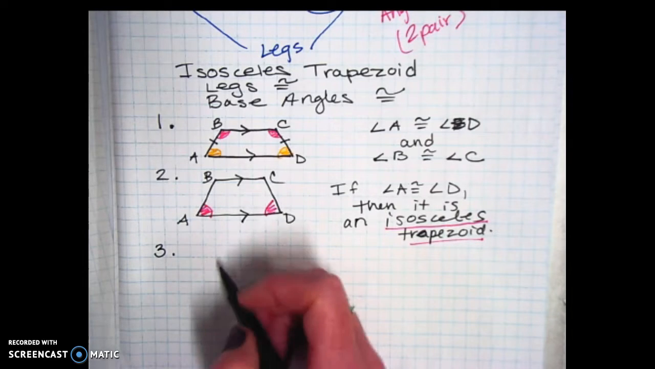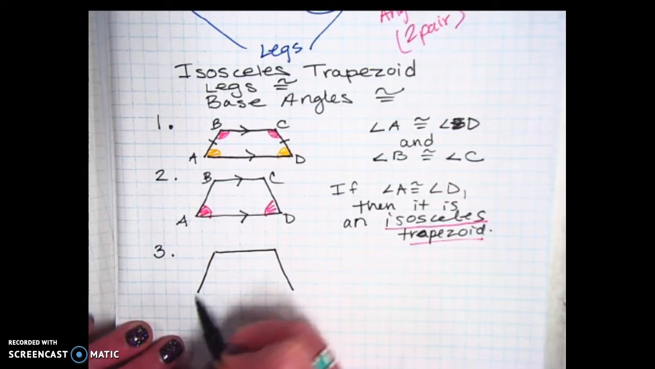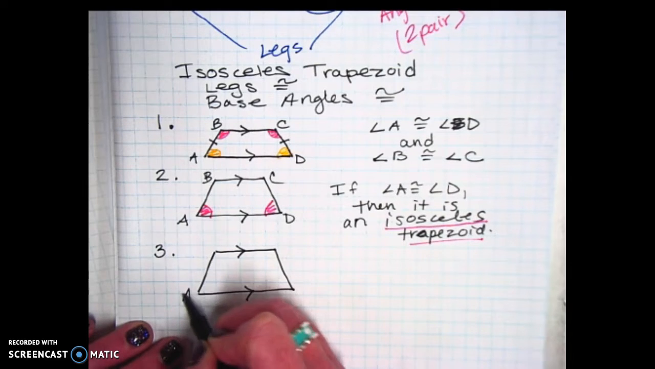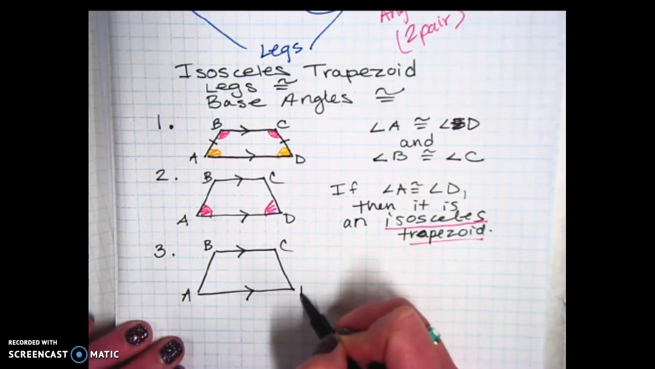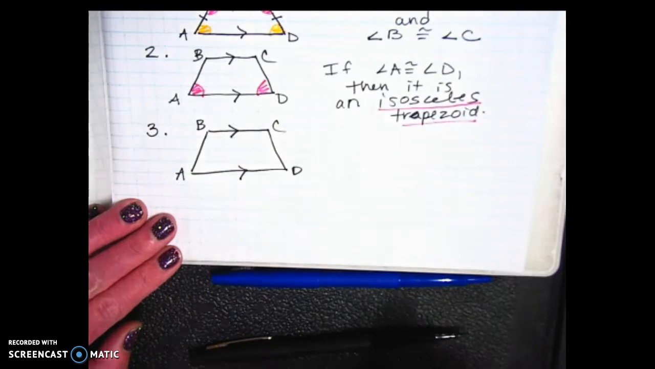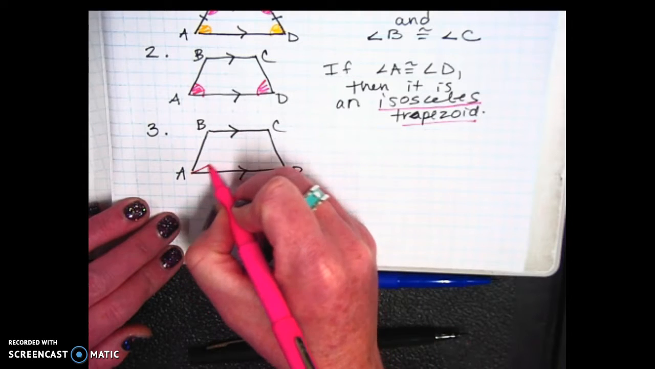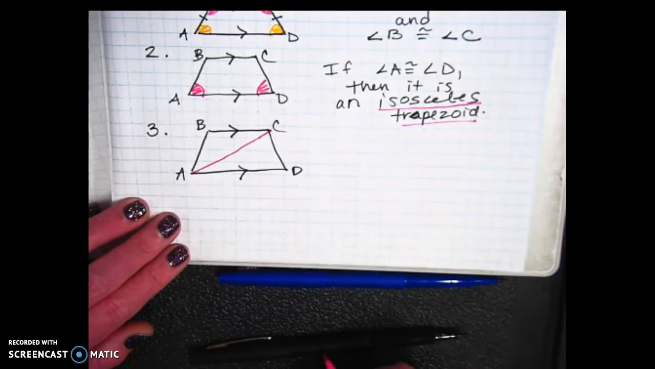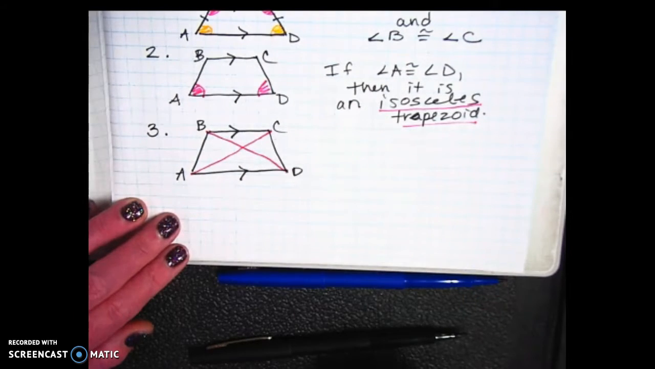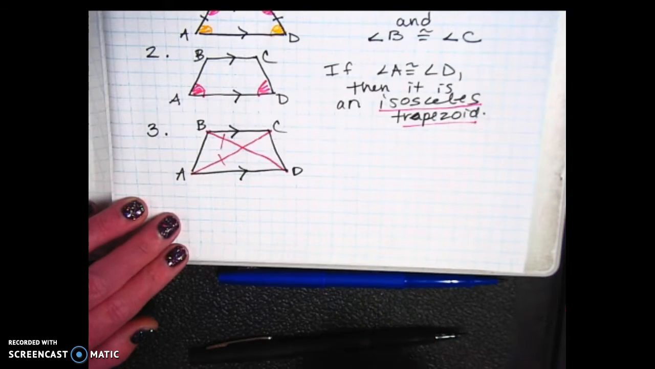Third theorem for trapezoids says this: a trapezoid is isosceles if and only if its diagonals are congruent. So we're going to draw another trapezoid. We'll label it A, B, C, D. And because this theorem has to do with the diagonals, we're going to connect A to C. We're going to connect B to D. And we're going to put tick marks on each. BD's tick mark, AC's tick mark.